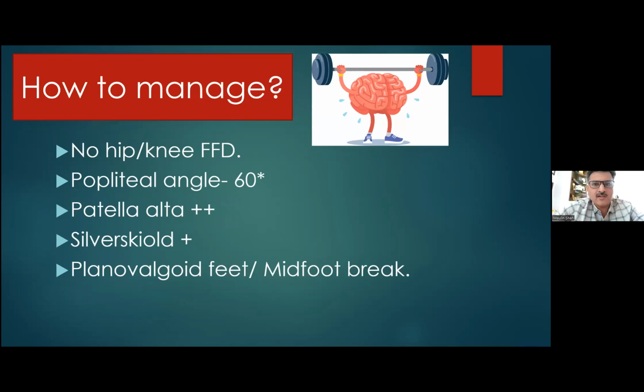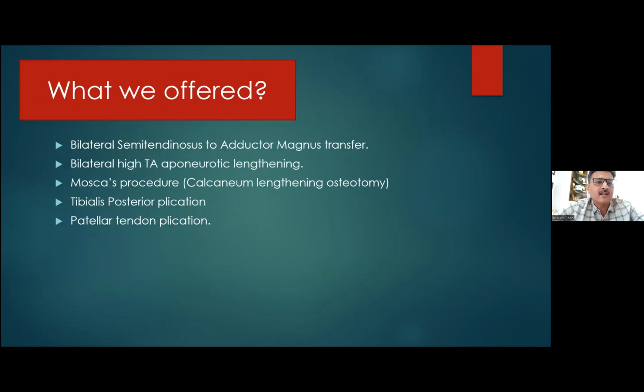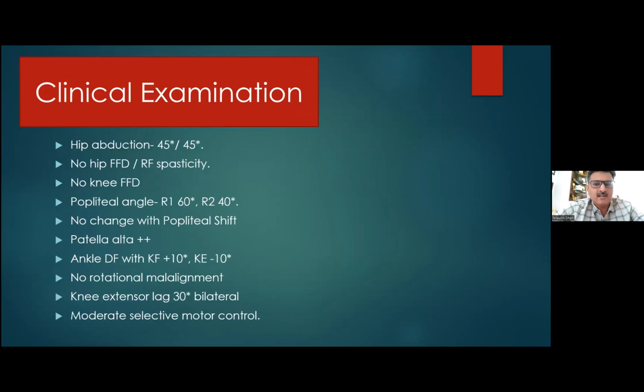So Sheenam, can you go back to that slide? Yes, sir. So Dhiren bhai, should we play that video again? This is the clinical exam. Hip abductor spread is looking okay. No hip or knee flexion deformity. Popliteal angles were also not very high, and patella alta was significant. Although the foot looked plano-valgoid, with the foot inverted, the passive ankle dorsiflexion with knee extension was around -10 degrees. And there was plano-valgoid feet and mid-foot break, as you could see.